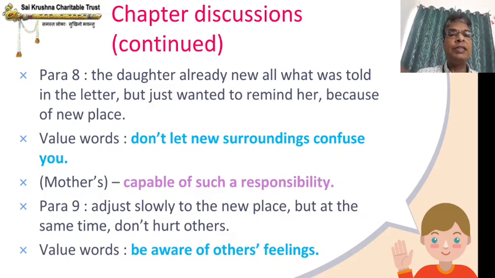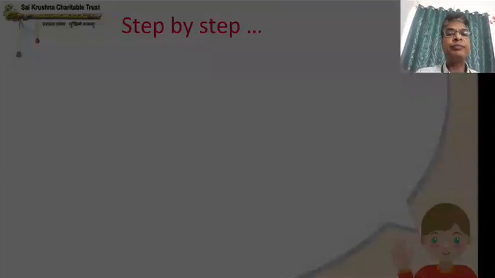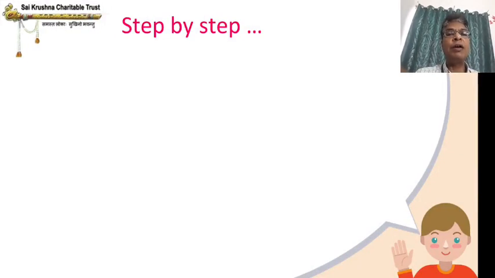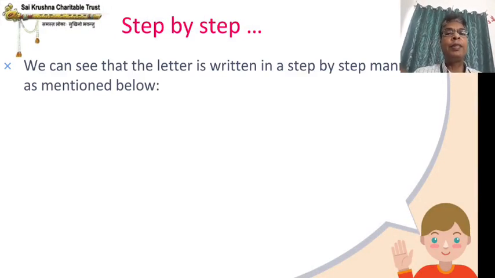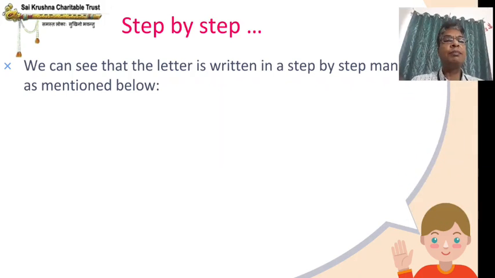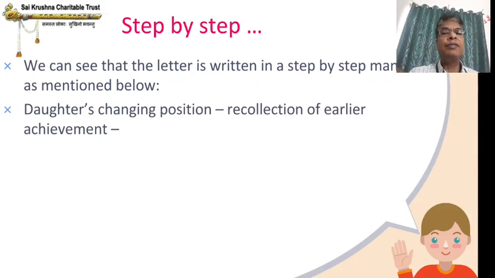So with this, we have seen each paragraph. Now in the next page, we are going to sum up all the paragraphs on a single page. Step by step, you can see how the mother is writing in a step by step manner. In the first paragraph, the daughter's changing position, followed by the next paragraph, recollection of earlier achievements.